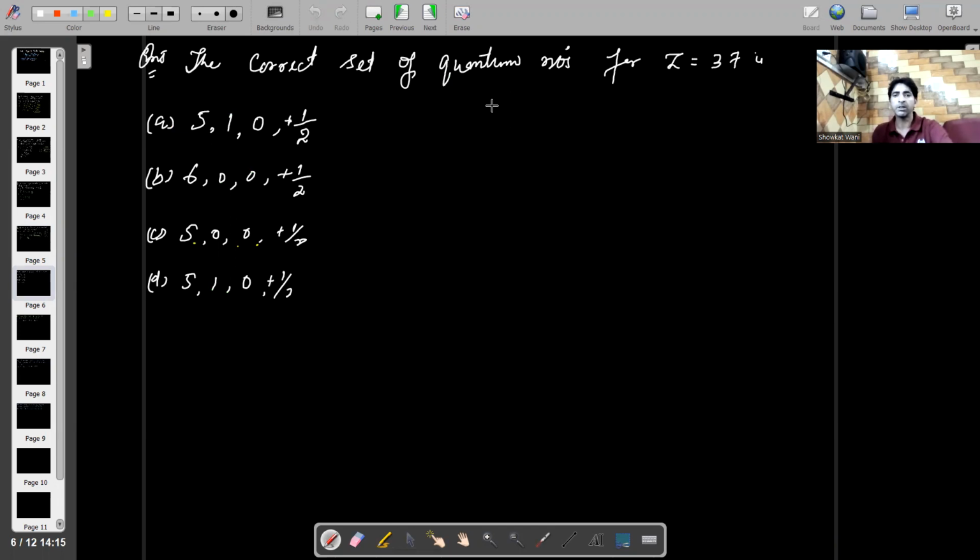The correct set of quantum numbers for z is equal to 37 is. So over here we are given z is equal to 37. Now z is equal to 37 means it belongs to the group first element. If you do not know which group of the periodic table z is equal to 37 belongs to, you can take help of magic numbers.